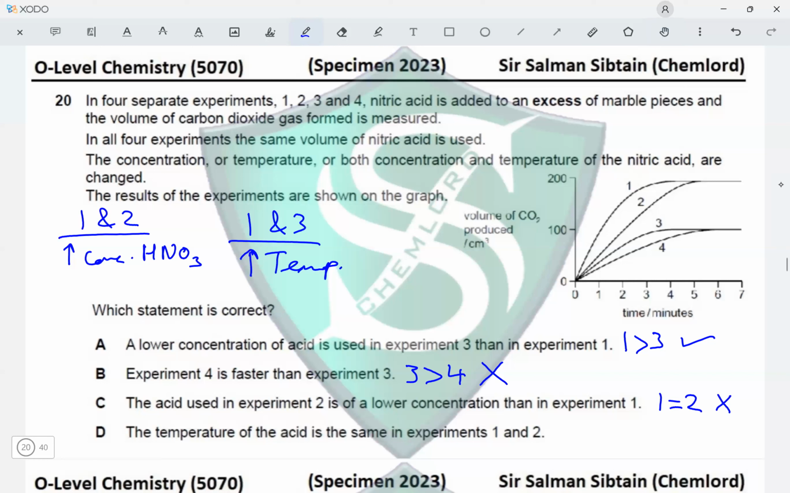D. The temperature of the acid is the same in experiments 1 and 2. We have concluded that experiments 1 and 3 have a higher temperature, making experiments 2 and 4 being performed at a lower temperature. So, the temperature of experiment 1 is greater than that of experiment 2 and not the same. So, making this option also incorrect. So, the correct option for this question is option A.